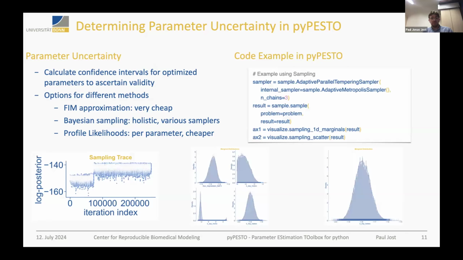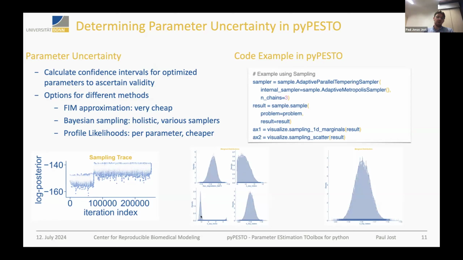Okay, how does this look like in pyPESTO? In pyPESTO, in here we have the example of sampling. You just choose a sampler and start sampling. So, straightforward. You can choose also another sampler and switch between them, and then you have some visualizations to show you how's the convergence of the chain? We can see here around 50,000 it starts to converge.